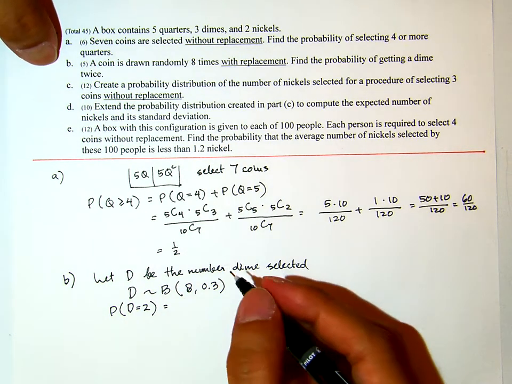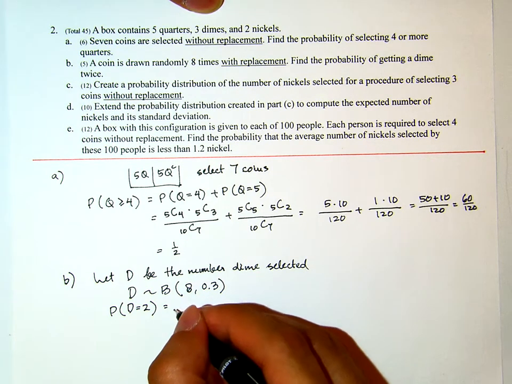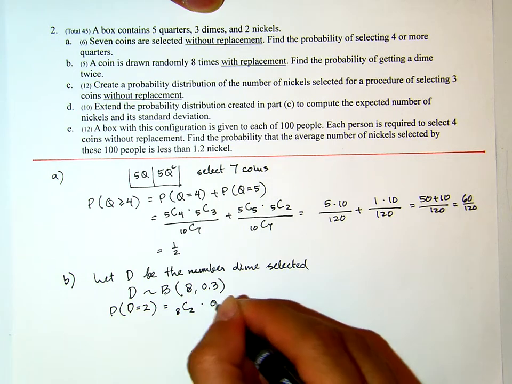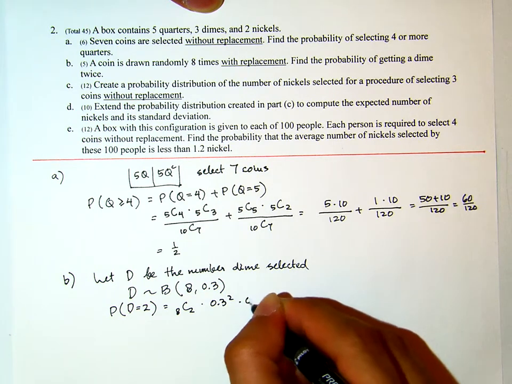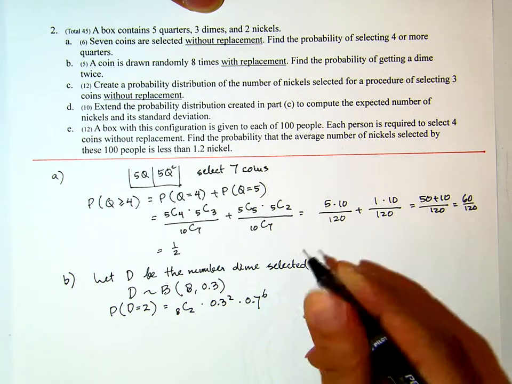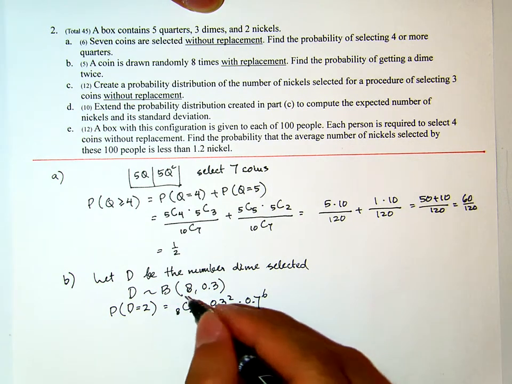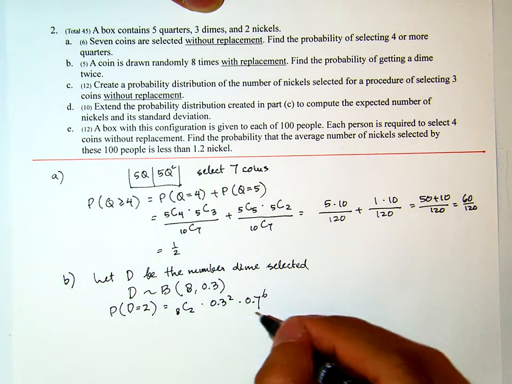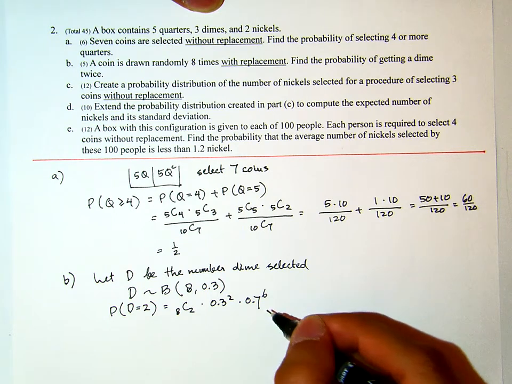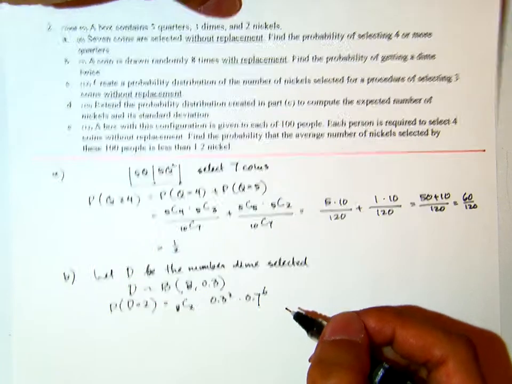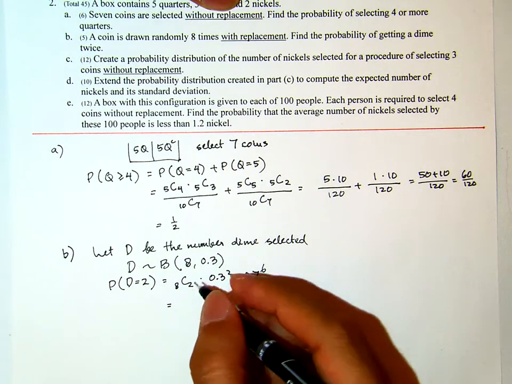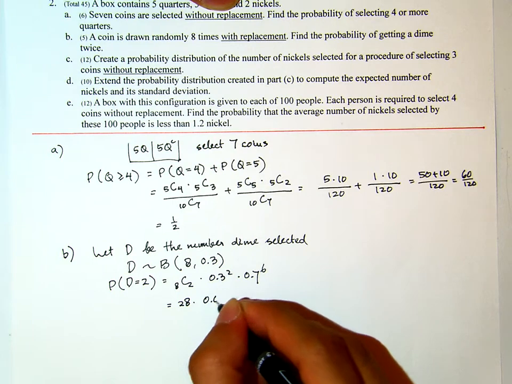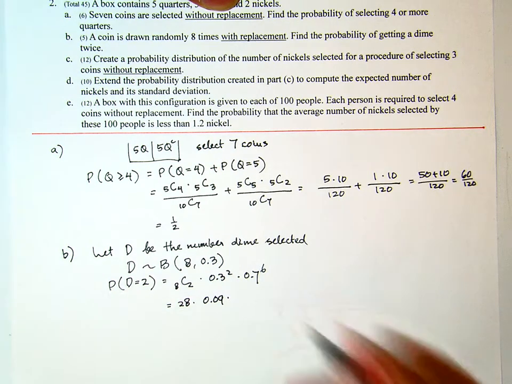Okay, now if I use the formula, there will be 8 choose 2 times 0.3 squared times 0.7 to the power of 6. This is the number of ways you can have 2 dimes. This is the probability of having 2 dimes and the probability that the other 6 are not dimes. Okay, and then if I compute this, I think this is 28 times 0.09 times, oh, that's a big number.